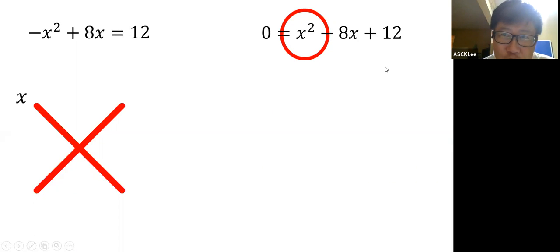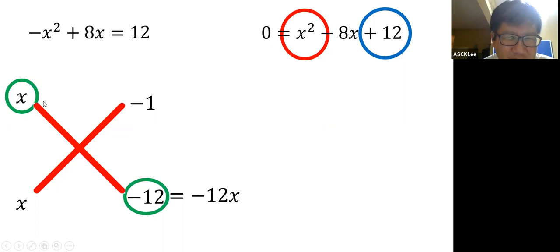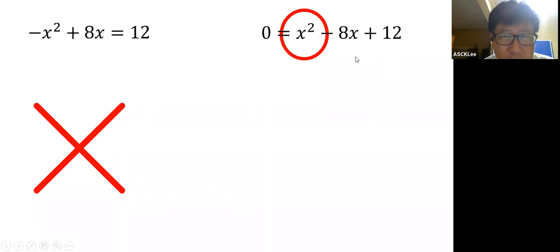So again, I go through the way, and you're expert at this now. X squared is x times x. 12 is minus 1 times minus 12. I've got to have minus numbers here because this is a minus 8. And you'll see that it doesn't work. X times minus 12 is minus 12x. X times minus 1 is a minus x. And it gives me a total of minus 13x, not what I want, 8x. So back to the drawing board.